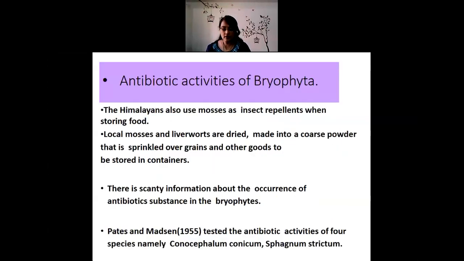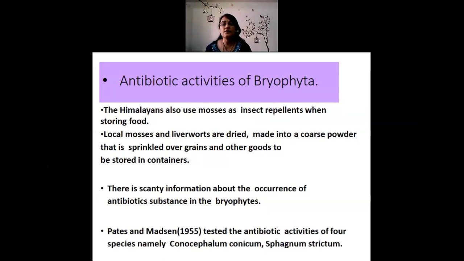If we see the antibiotic properties or activities of bryophytes, the Himalayans use most of the mosses available there as insect repellents during the storage of food. That is, they have some anti-insect activity, because of which they are used to store food. Some local mosses and liverworts are dried and made into a coarse powder, which is sprinkled over grains and other food items stored in containers, and works as a preservative or repellent.